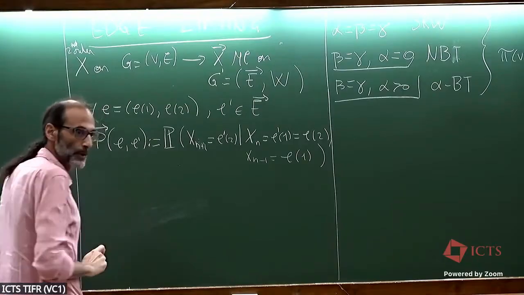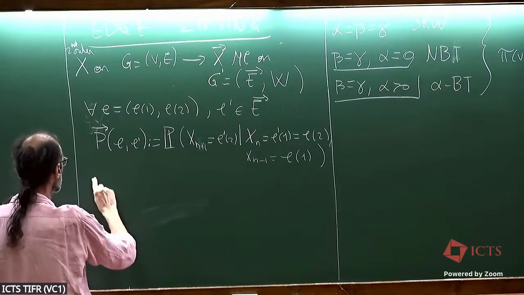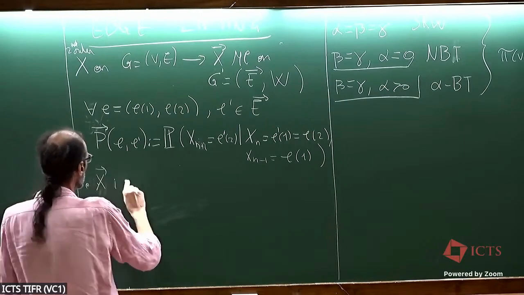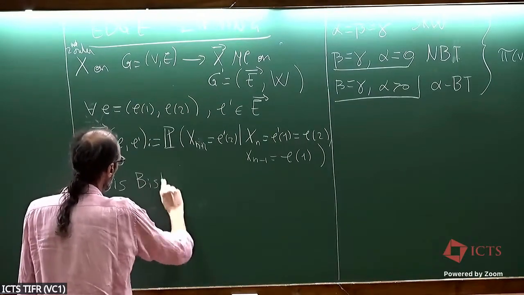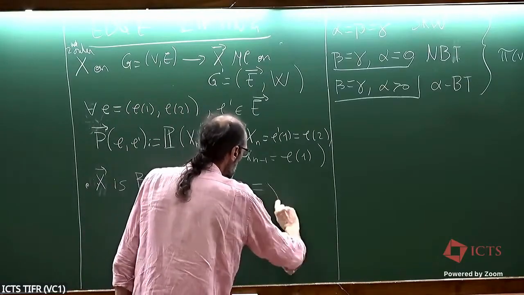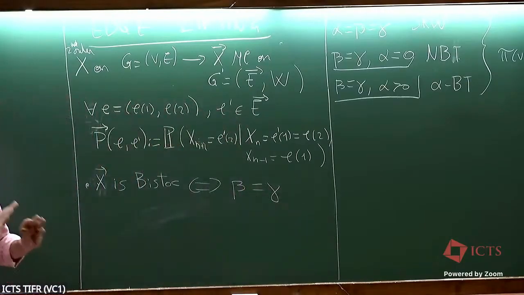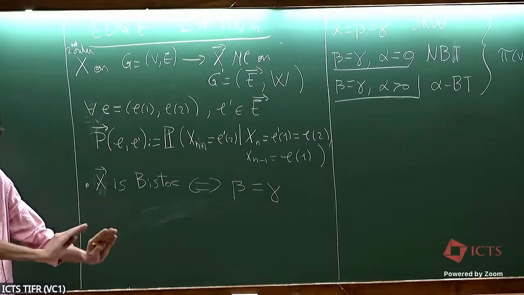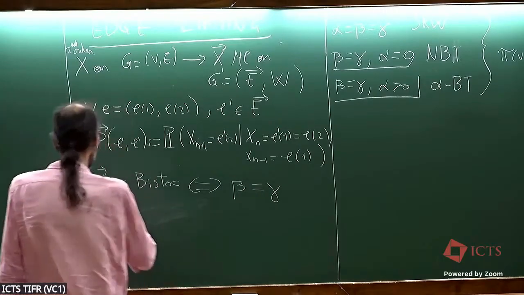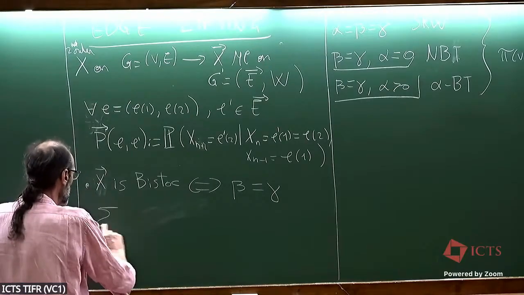So let me point out this very quickly. This Markov chain X is bistochastic if and only if beta is equal to gamma. Namely, you don't see the difference between triangle and non-triangle moves, but you only play with the backtracking parameter or not. Bistochasticity is easy to check.